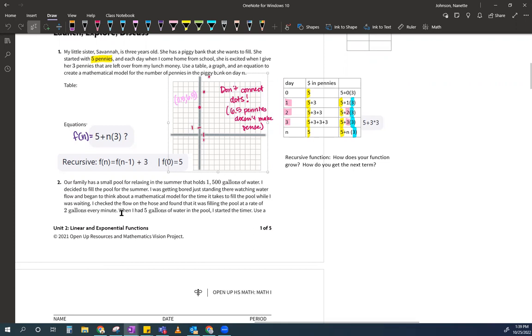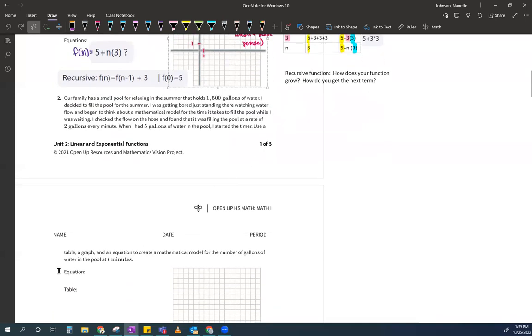I checked the flow of the hose and found that it was filling the pool at a rate of 2 gallons every minute. When I had 5 gallons of water in the pool, I started the timer. Use a table, a graph, and an equation to create a mathematical model for the number of gallons of water in T minutes.